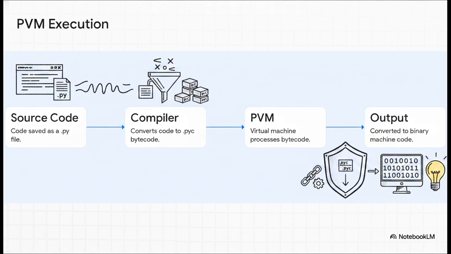Finally, the Python Virtual Machine, or PVM, steps in. This PVM acts as a middleman. It takes that bytecode, pulls in any external libraries you ask for, and acts as the interpreter to convert everything into binary machine code, literally zeros and ones that your computer's hardware can finally understand and execute.